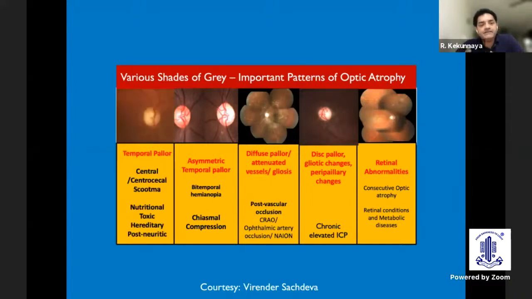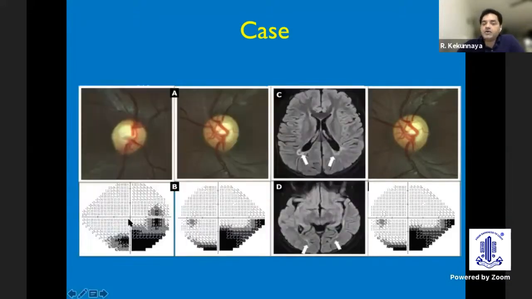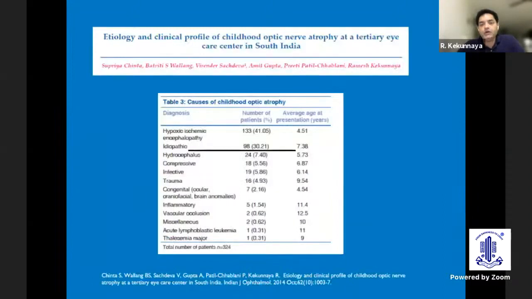And when the patient has typical temporal pallor with central or centrocecal scotoma, think about nutritional, toxic, hereditary, and post-neuritic. This is where our differential diagnosis comes. In addition, whenever you see disc changes with a large cup and quadrantanopia like that, think about hypoxic damage during childhood. These are the important things you need to look at.